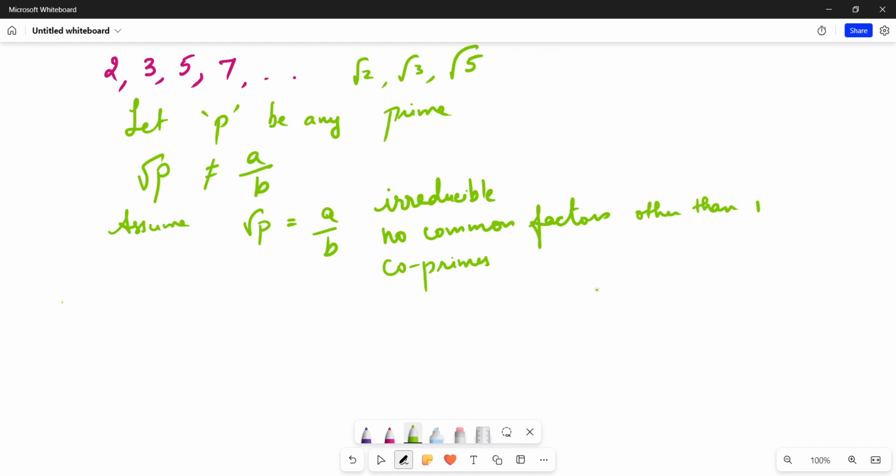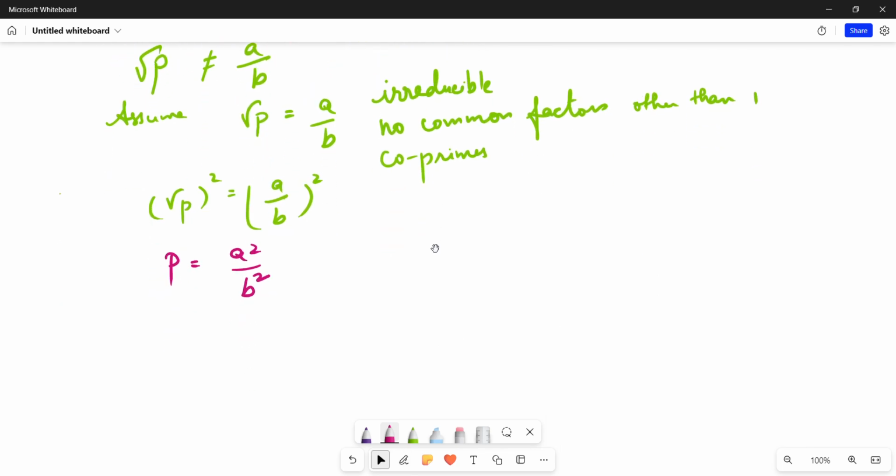Because we cannot do much working with the square root of P, let us try squaring both sides of this equation. Root P the whole squared is equal to A by B the whole squared. We're just trying to manipulate and see what we achieve. So P is equal to A squared by B squared, or if you multiply both sides by B squared, you get B squared P is equal to A squared.